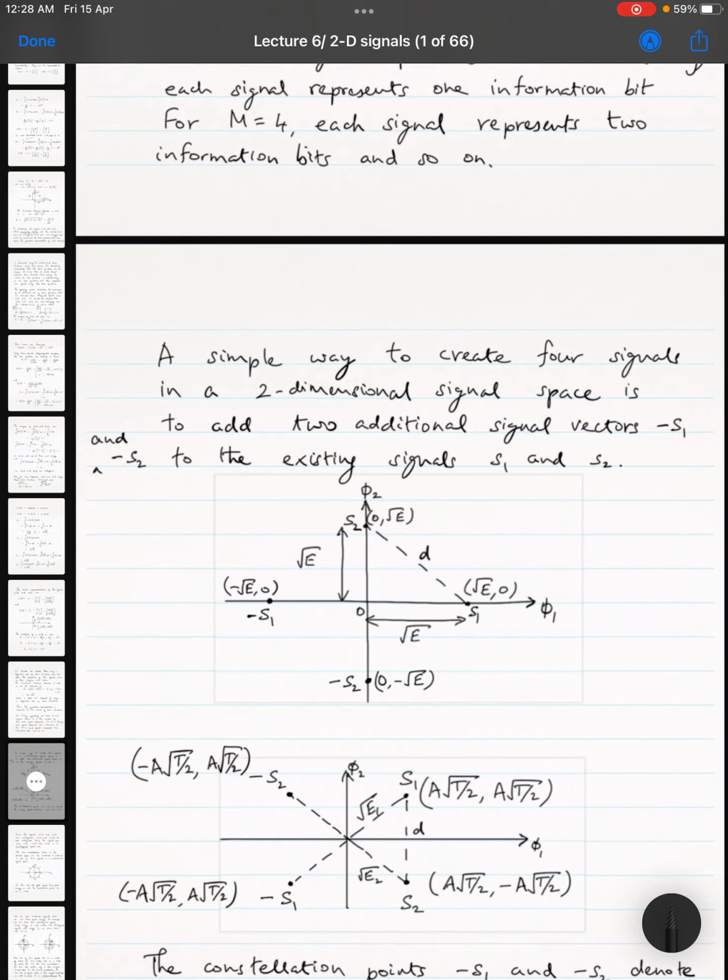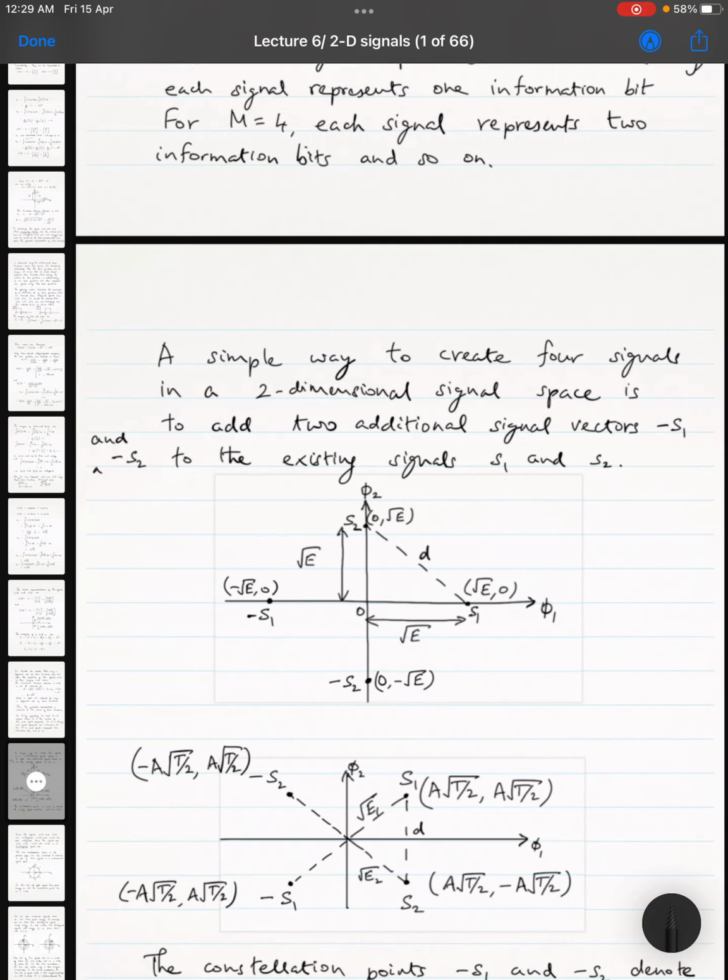Similarly, corresponding to the signal S2, we can create its negative version, which is diametrically opposite to it. So from 0 root E, we will have it as 0 negative root E. Okay, so we have these 2 signals S1 and S2 along with their negative counterparts minus S1 and minus S2. So now we have 4 different signals which are represented using 2 basis functions phi1 and phi2.